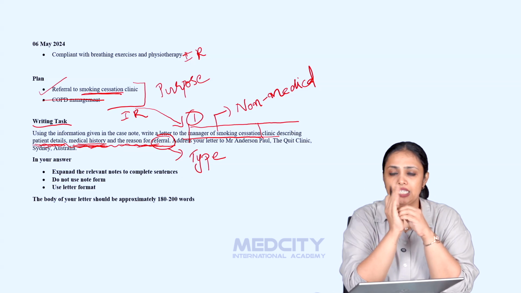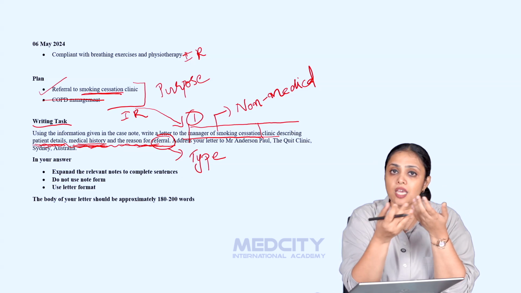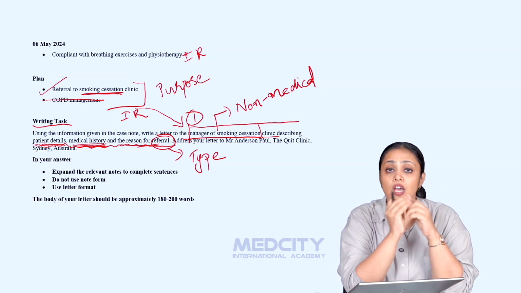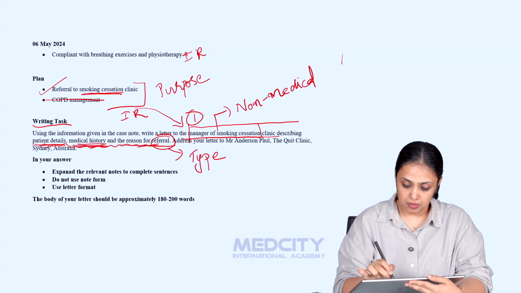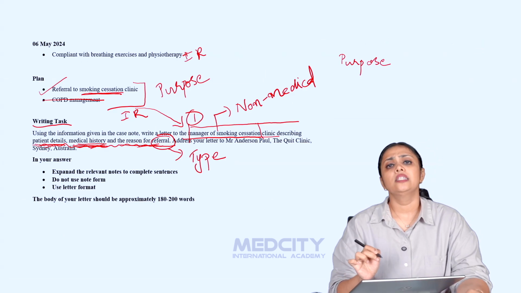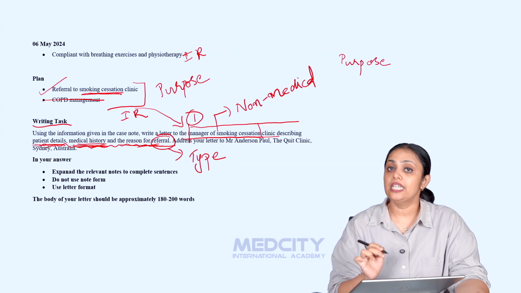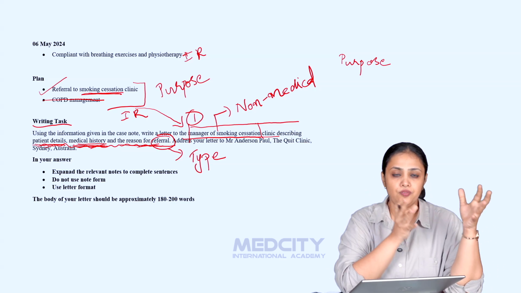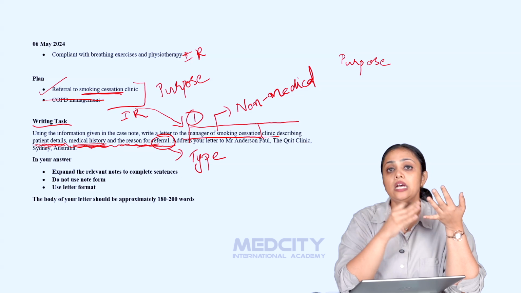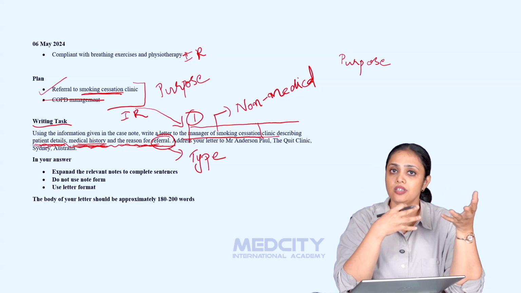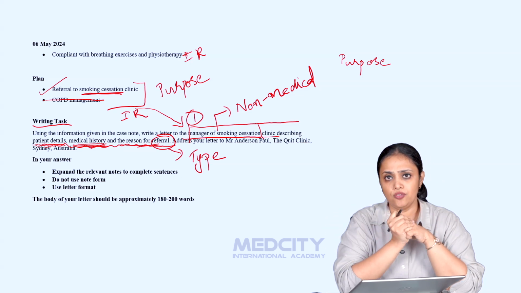Now that we have selected the relevant data, the next step before we start writing the letter is how to organize the details. When it comes to organization, of course, we'll first start with the purpose paragraph. Then after the purpose paragraph, what next? We have details from different categories: social background, medical history, and a few dates. So what will we start off with?